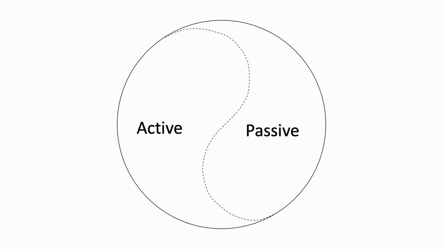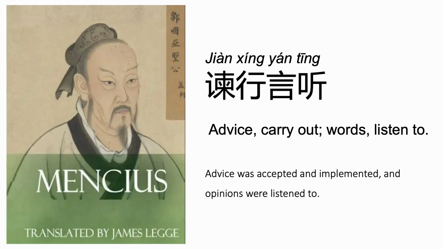In the early stages of Chinese, there wasn't even a distinction between active and passive sentences. The language relied even more heavily on context to indicate who was doing what to whom. For example, in the Mencius, there's an expression 渐行言听. There is no grammatical marker here to indicate whether it's the agent or the patient. The passive meaning is understood entirely from the context.